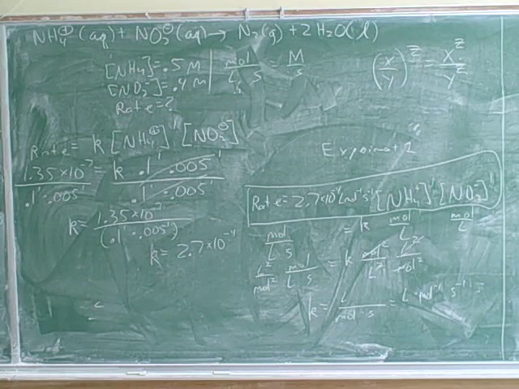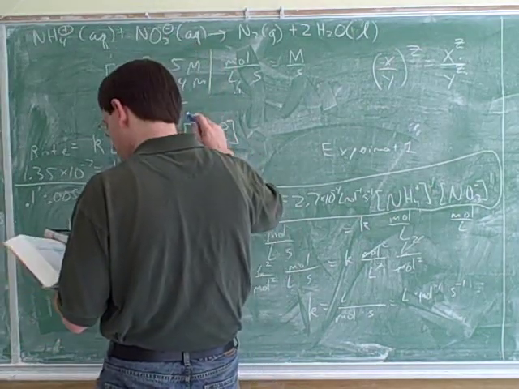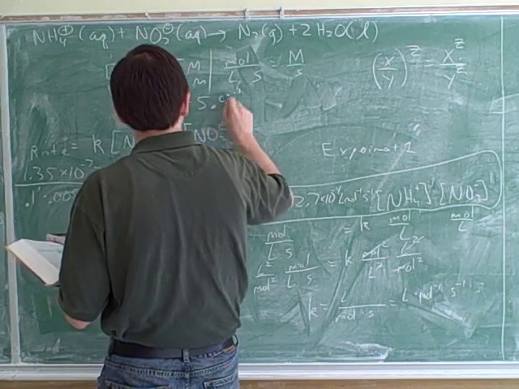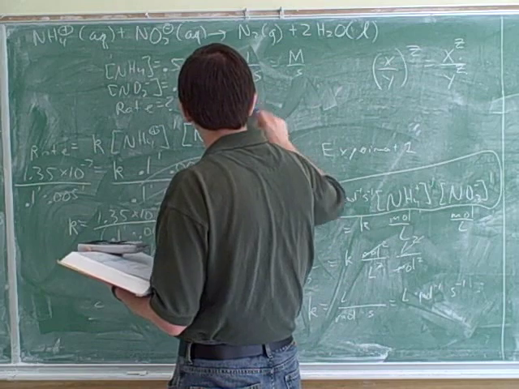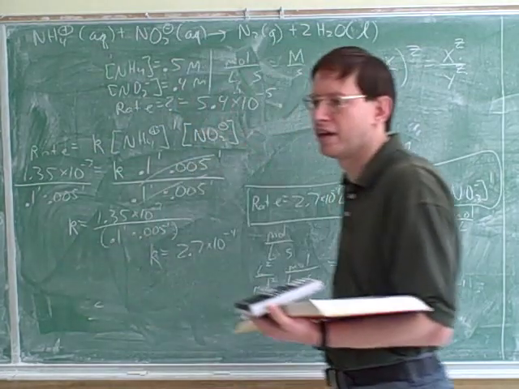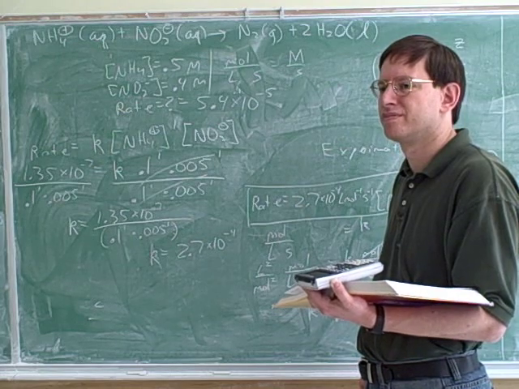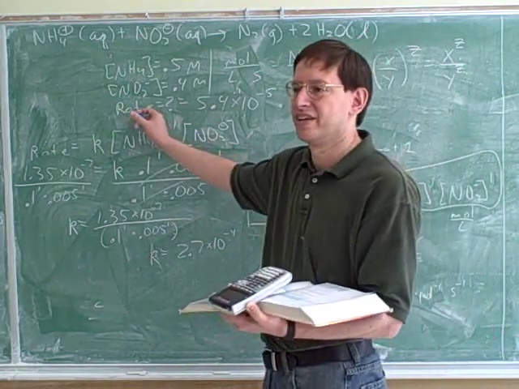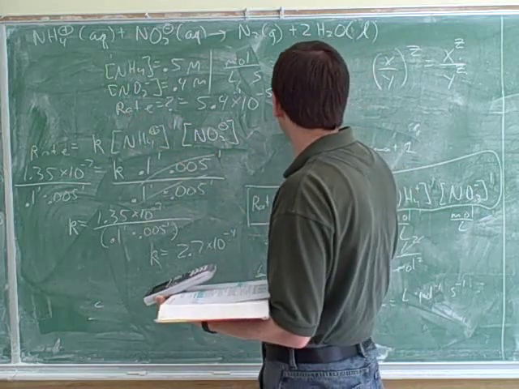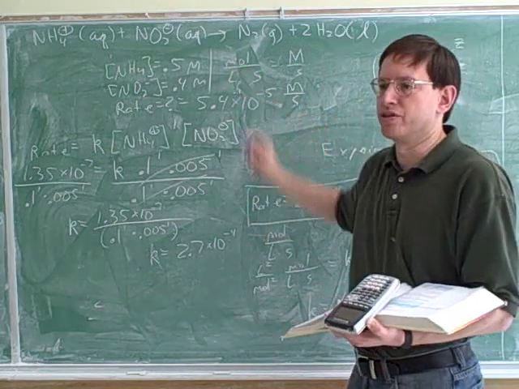Good. What did you get? 5.4 times 10 to the negative 5. Good. What would be the units on that? Moles over liters per second. Because it's a rate. Right. Because it's a rate, it would have to be molarity per second, or moles over liters over seconds.